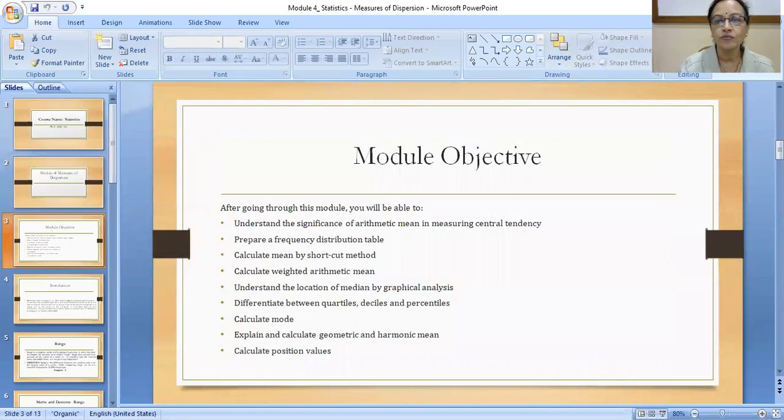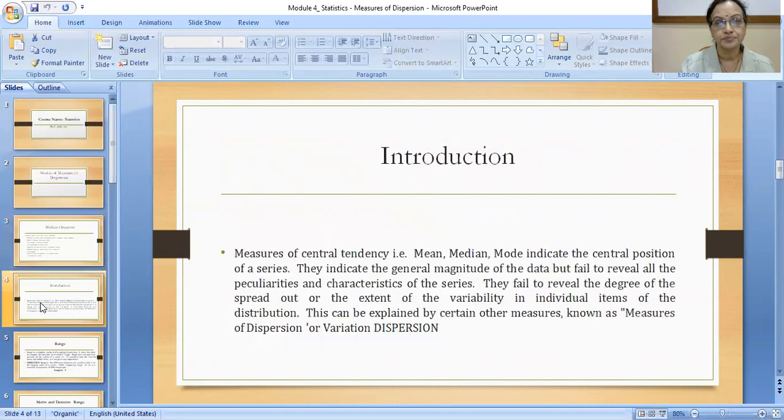understand the significance of arithmetic mean in measuring central tendency, prepare a frequency distribution table, calculate mean by shortcut method, calculate weighted arithmetic mean, understand the location of median by graphical analysis, differentiate between quartiles, deciles and percentiles, calculate mode, explain and calculate geometric and harmonic mean, calculate position values. So these are the objectives of module number 4, that is measures of dispersion.